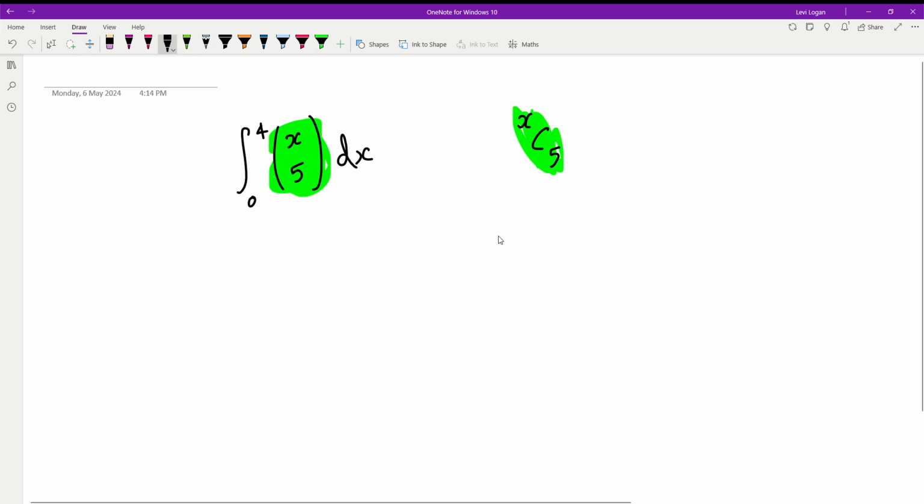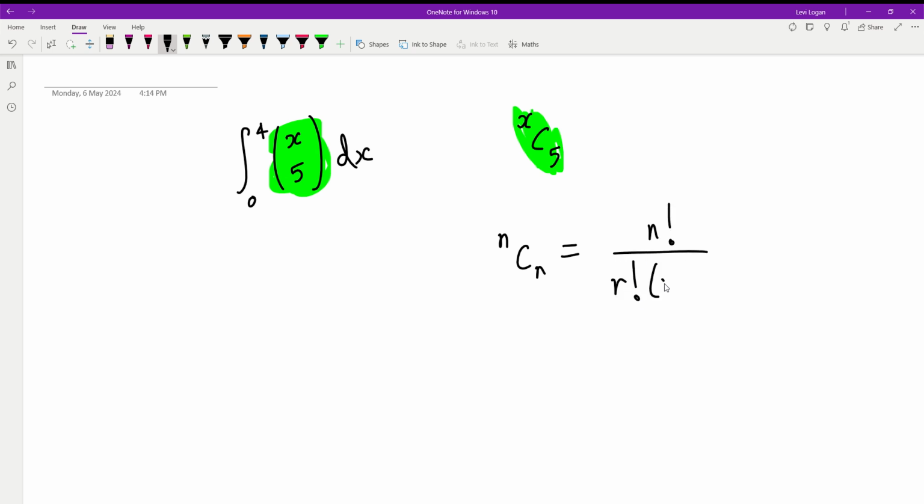Now in combinations, if we have n choose r, that's going to be equal to n factorial over r factorial over n minus r factorial, okay? Now this is quite fine at the moment, but what we want to do is evaluate this before we even start integrating, okay? So x choose 5 gives us x factorial on the top, then 5 factorial on the bottom, and then x minus 5 factorial on the bottom, okay?